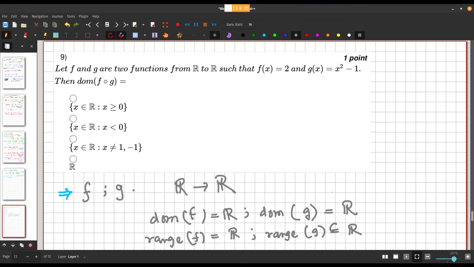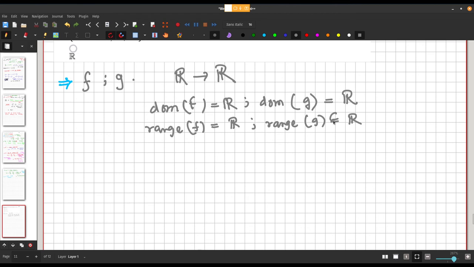Similarly, here it will be actually a subset of R. Okay, so let me quickly write the functions here. Fx is 2 and gx is x square minus 1.